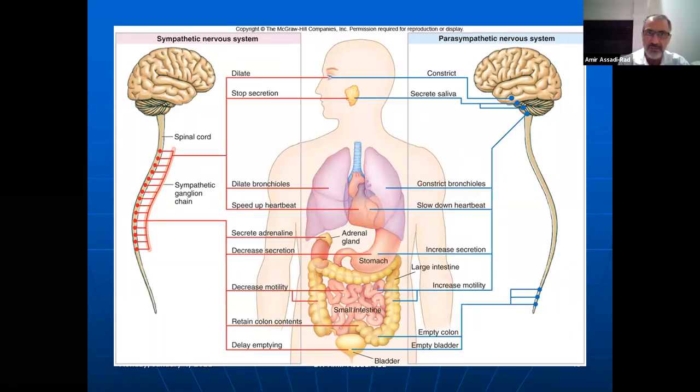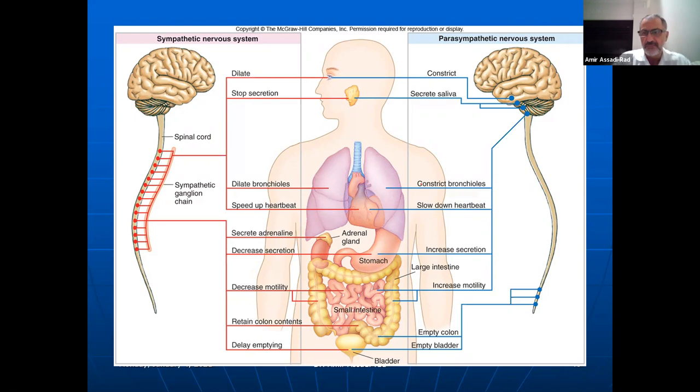If I want to talk about this, then the material for this exam becomes humongous. So I will not talk about it, and I will not ask questions about it in the exam. But you should know the sympathetic nervous system and parasympathetic nervous system work opposite of each other in most cases. For example, in your eye, the sympathetic nervous system dilates your eye, and the parasympathetic nervous system constricts your eye. And that's what happens in most cases.